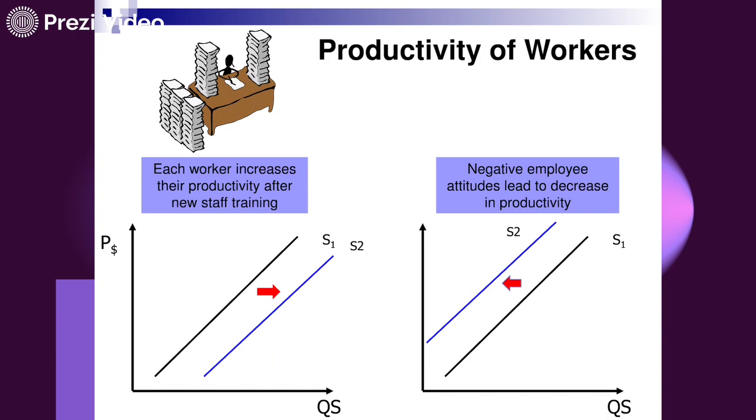Productivity of workers. If a worker increases their productivity once they get training and upskilling, this has been happening a lot now with our recent lockdown. People are learning new skills so that they can increase their productivity. So this would increase supply. If there was a negative employee attitude and that decreased their productivity, that would decrease supply.